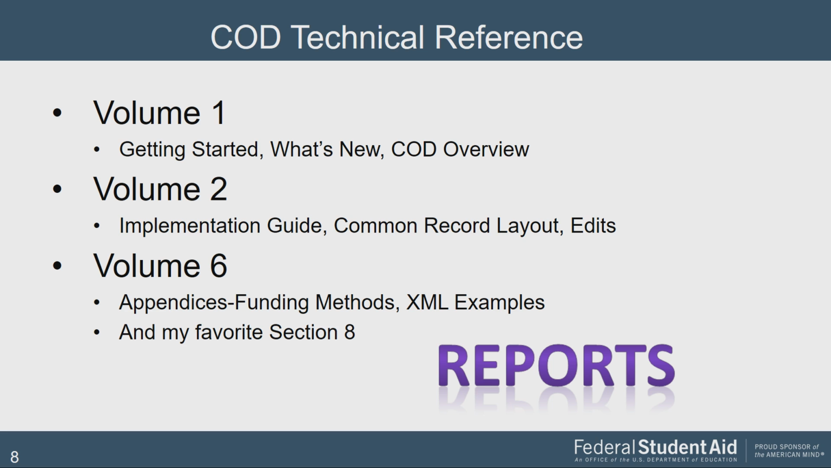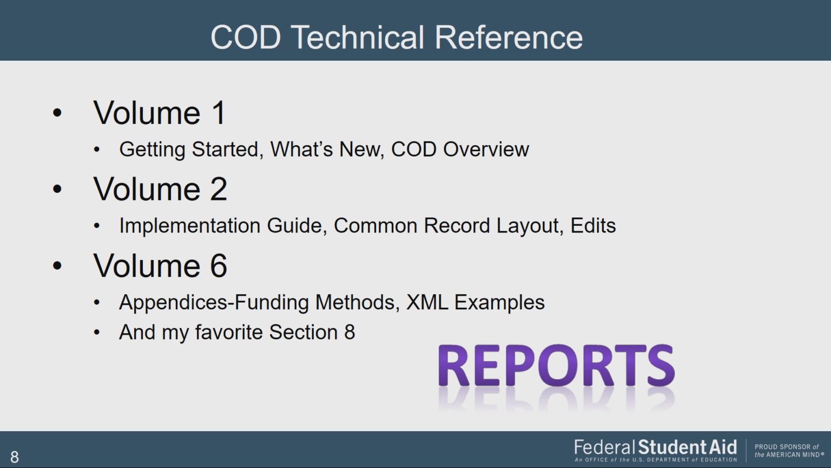Some of the important sections you might want to look at in Volume 1, there's the Getting Started, What's New in COD, and the COD Overview. In Volume 2, the Implementation Guide, which will answer a good number of questions that you have about processing within COD. The Common Record Layout, which talks about what's in the schema and the valid values for the Common Record. There's also an Edit Code section, which is very valuable when you're trying to research your reject edits.